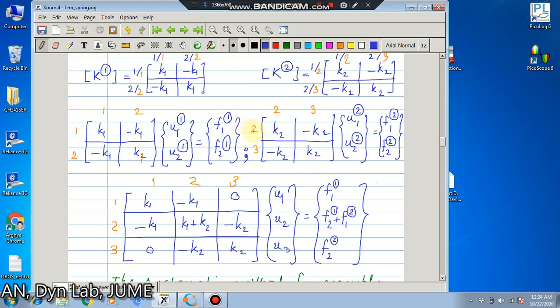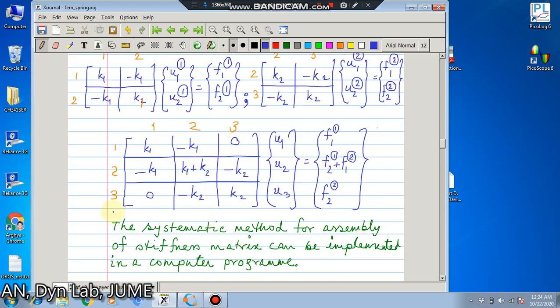But from here also the second degree of freedom is coming, which is F1 of element 2. So this F1 of element 2 will be added to this. And for the third degree of freedom, F2 of element 2. So the right hand side is this. Here you see we have rather mechanically assembled the stiffness matrices of two elements, and we got the system stiffness matrix. This process can also be implemented in a computer program, as we will see later on.